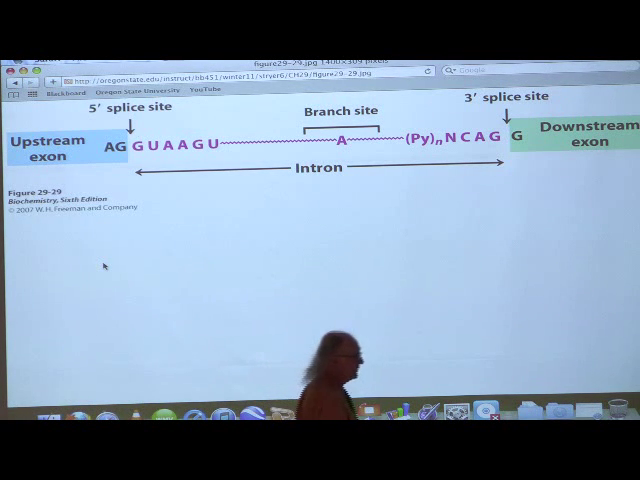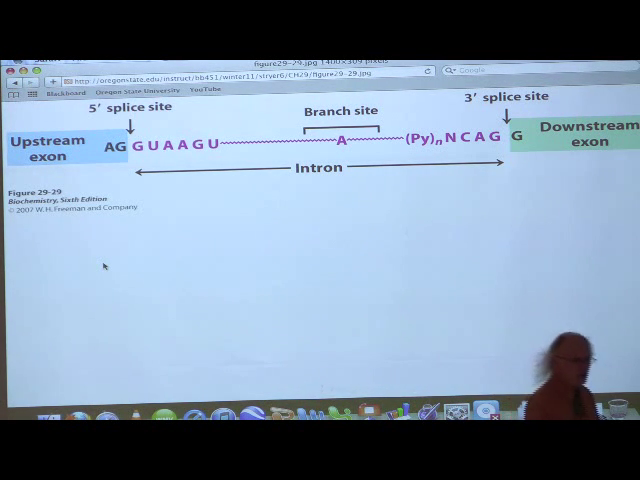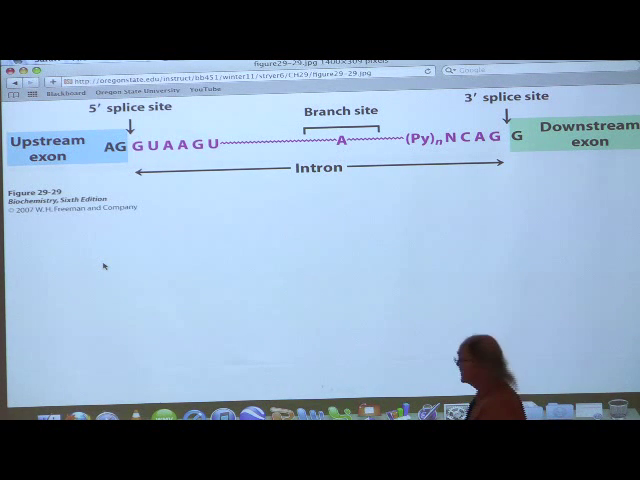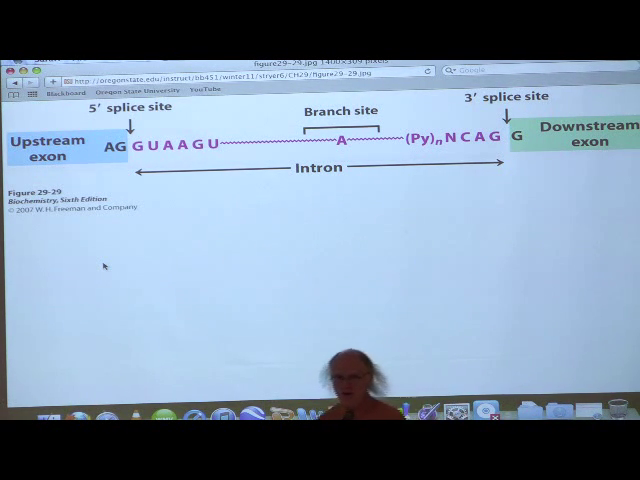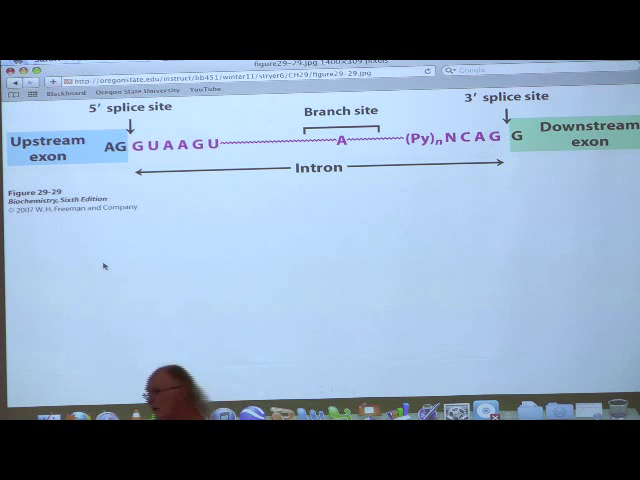At the 3' end, we see the sequence AG. And it's found at the 3' end of all eukaryotic introns. About 20 or 30 bases ahead of the AG, there is almost always a sequence that is very pyrimidine rich. Pyrimidines meaning C's and U's. And in the middle of that is an A. That A plays a role in the splicing mechanism.